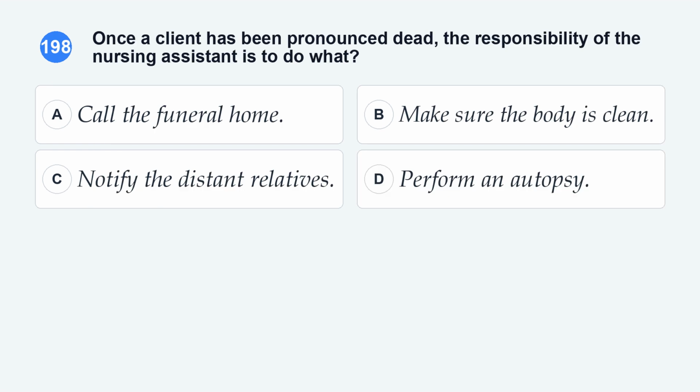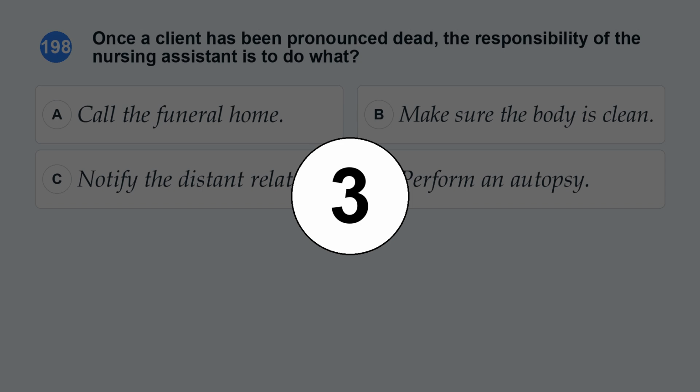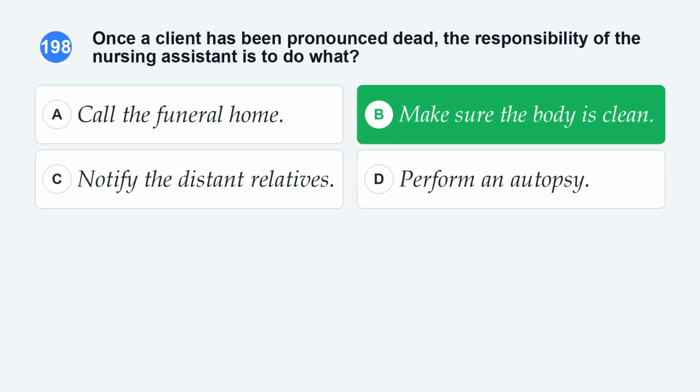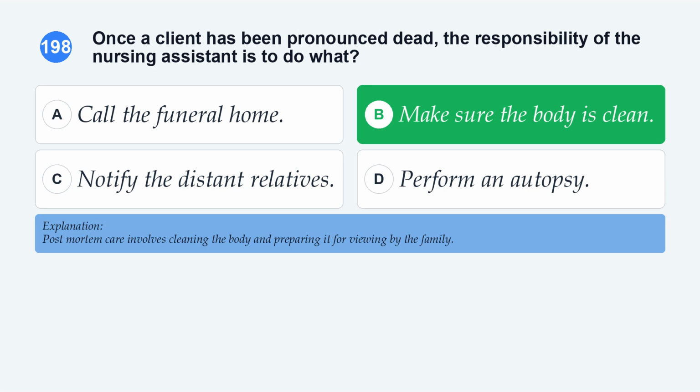Question 198. Once a client has been pronounced dead, the responsibility of the nursing assistant is to do what? Option A, call the funeral home. Option B, make sure the body is clean. Option C, notify the distant relatives. Option D, perform an autopsy. The correct answer is option B, make sure the body is clean. Explanation. Post-mortem care involves cleaning the body and preparing it for viewing by the family.